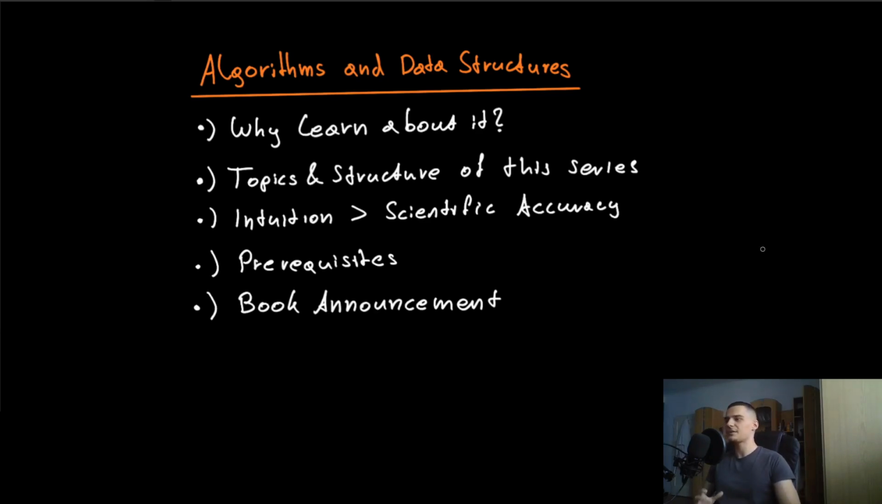So this is why you need to learn about algorithms and data structures. It's one of the most fundamental fields, and it's needed everywhere. No matter where you go in computer science, you will need algorithms and data structures.